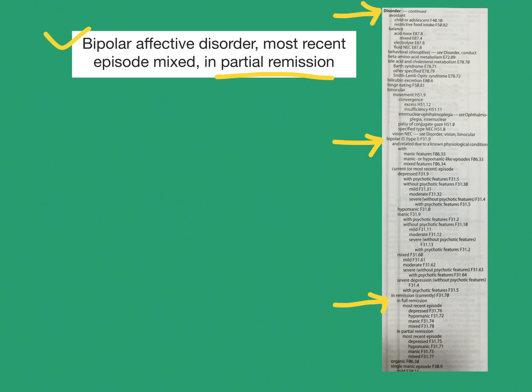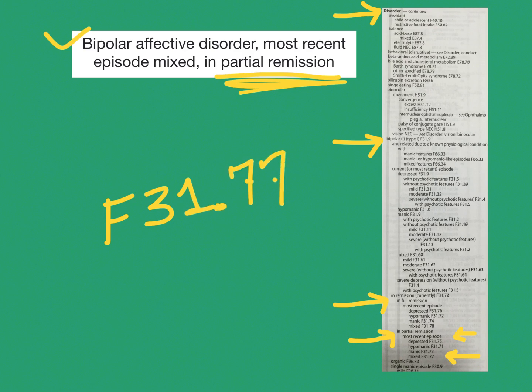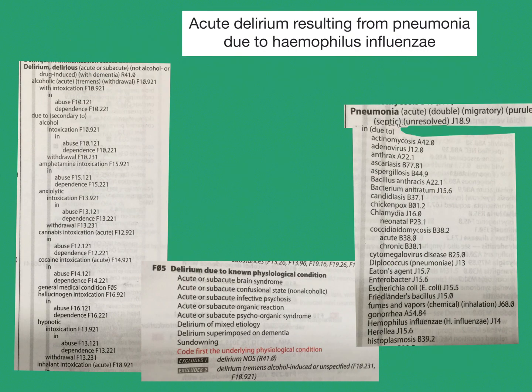And under in remission, there's even another subterm, in partial remission, which matches our diagnosis, with the current episode or most recent episode of mixed. F31.77 is our final diagnosis here, and then of course go confirm that in the tabular list and check for instructional notes. Let's go ahead and take a look at another example, this time from exercise 15.2.